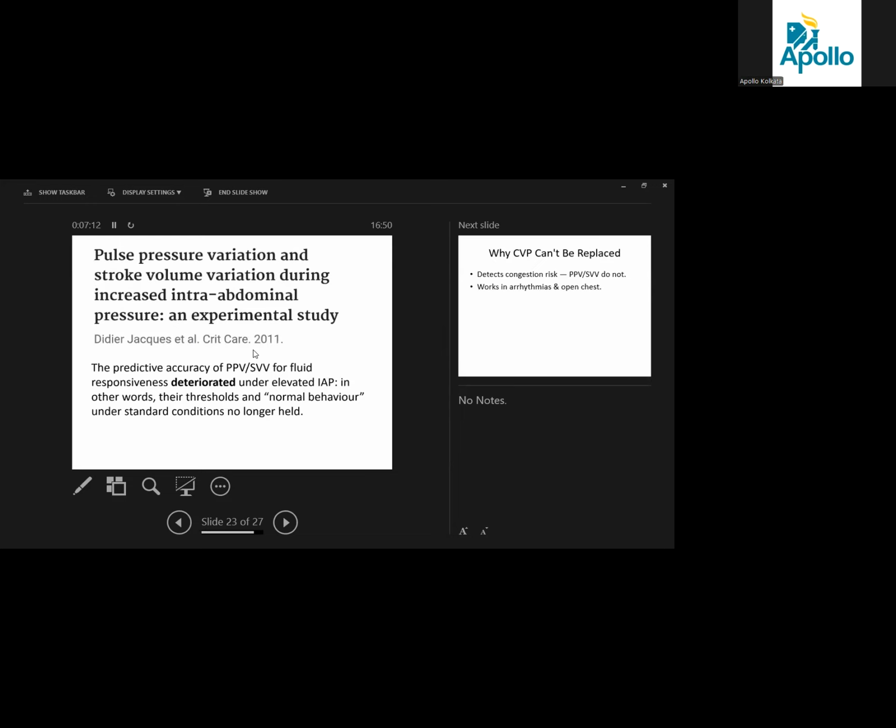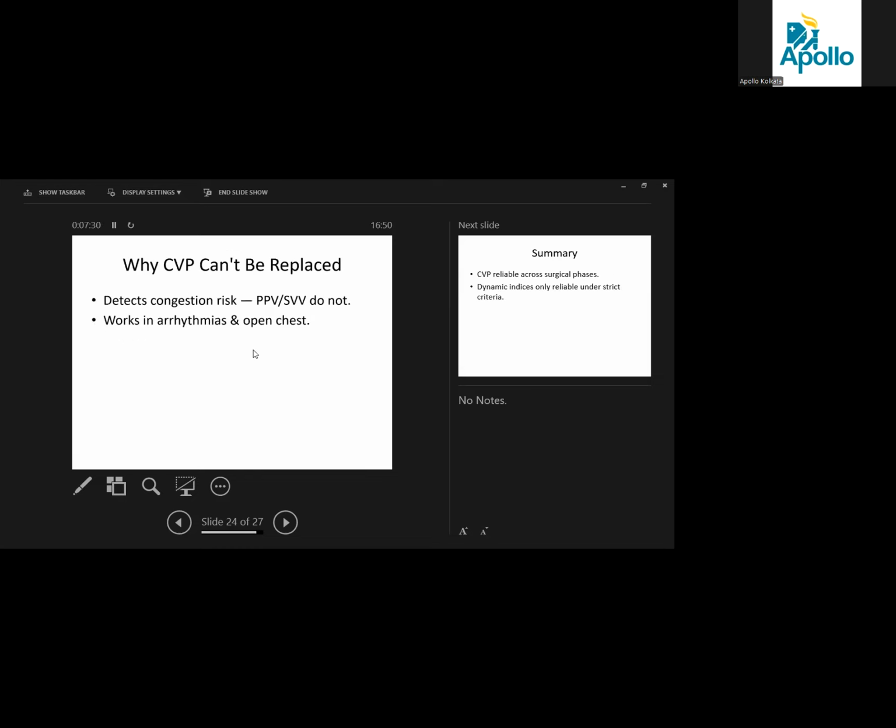The next journal, by Didier et al., showed that pulse pressure variation and stroke volume variation during increased intra-abdominal pressure deteriorated in their responsiveness for fluid responsiveness under elevated intra-abdominal pressure.